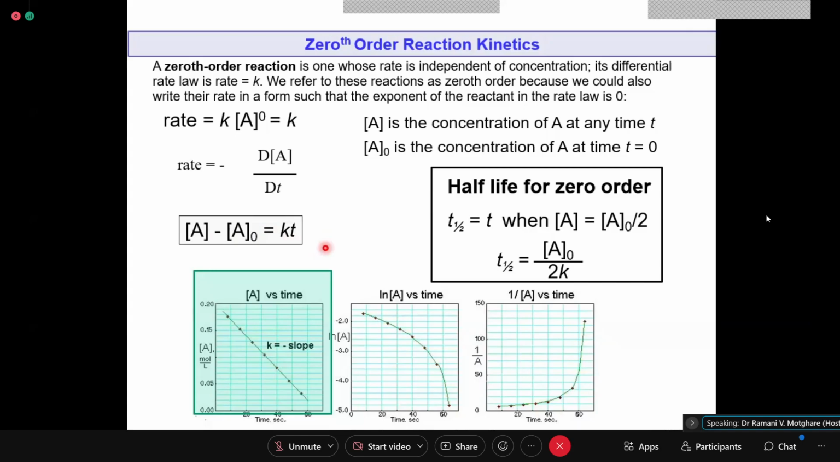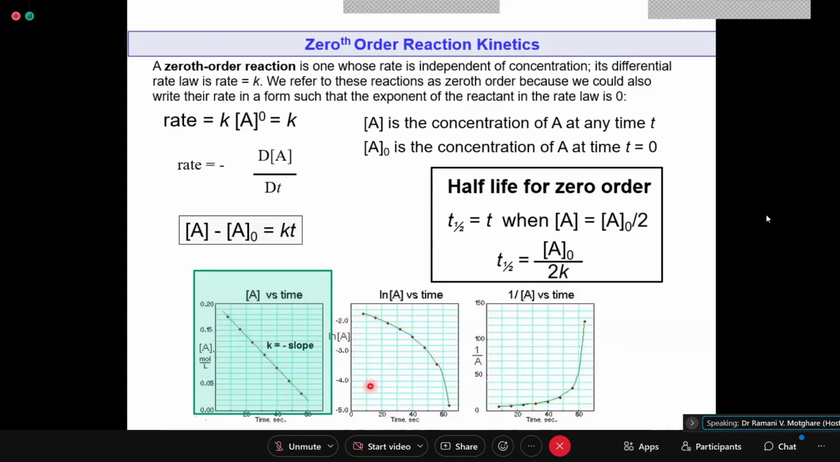Okay. So this is the half-life for a zero order reaction. T half is given as t when the concentration of A is equal to A naught by 2, or you can write t half is equal to A naught, the concentration of A at 0 time, by 2k. And the graph that you get for time versus concentration of A, that is the A versus time plot, you get the k value from the slope, and the slope is negative.